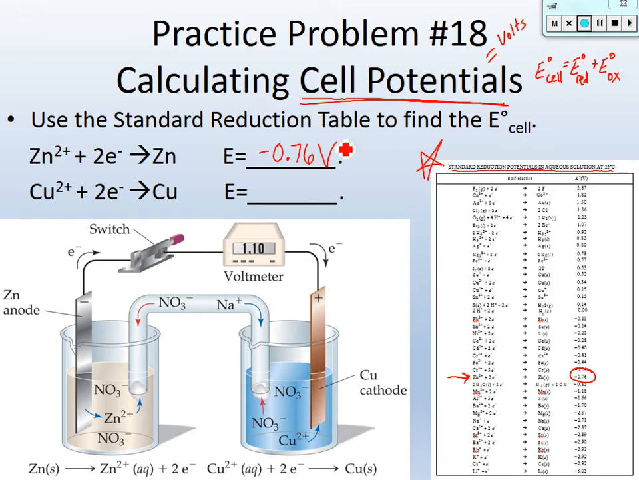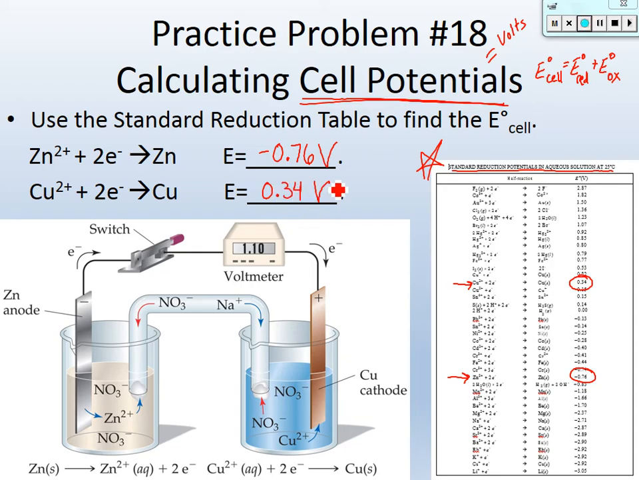And this electrode, the copper electrode, let's find it on our table. Now be careful, because it's plus 2. We have to find the one that's plus 2, and plus 2 electrons goes to copper. And so you're going to find it, let's see, right there, okay? And so it's positive 0.34 volts. Positive 0.34 volts.